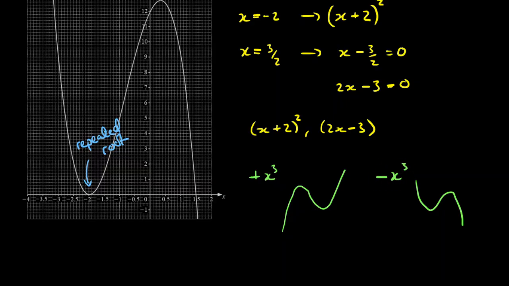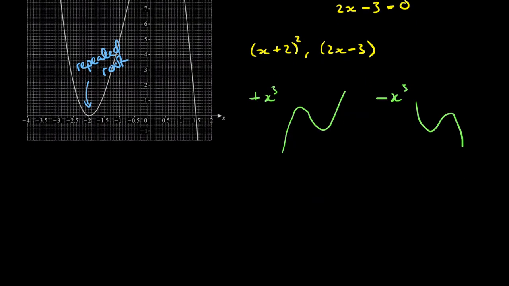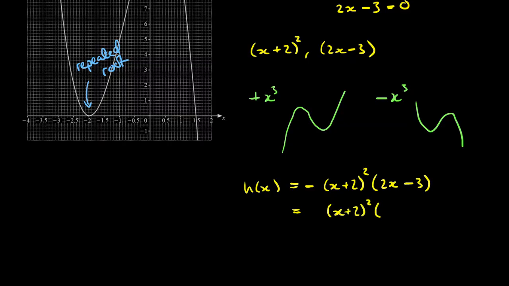So what we could say is, okay, our polynomial is going to look like the following. h of x is equal to x plus 2 squared, bracket 2x minus 3, but with a negative in front of it, to make sure that we get our negative cubic. And what that's going to do is it means that we can rewrite this as x plus 2 squared times by 3 minus 2x. In other words, what we've done is we've taken our negative sign and multiplied it into here, which means we flip this to be 3 minus 2x.